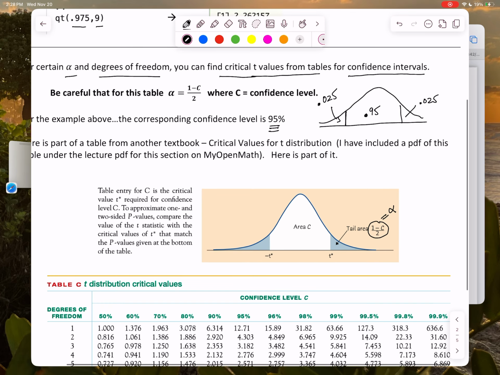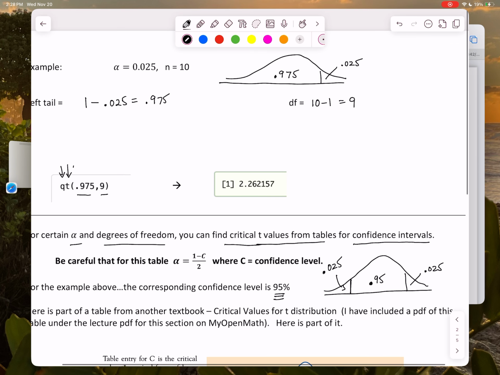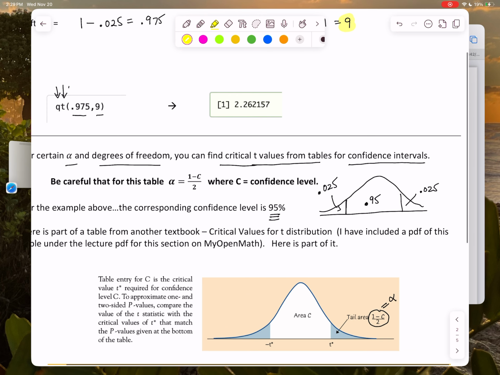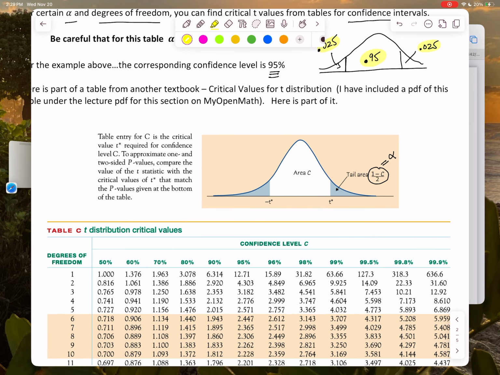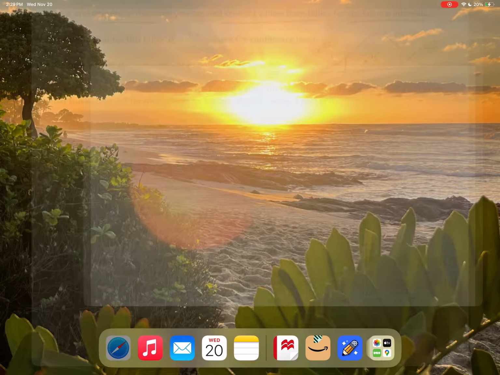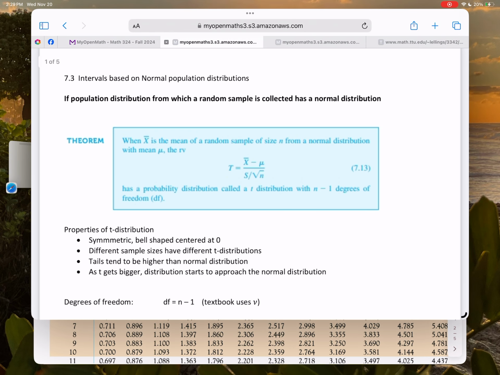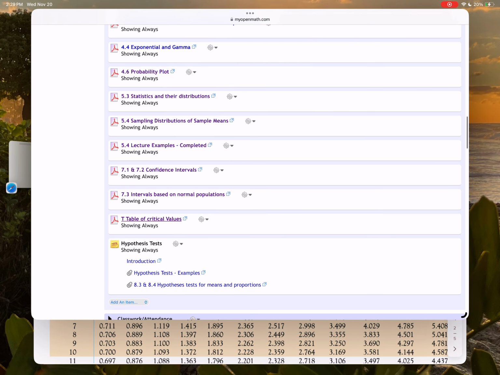So the one we just did, we had a degree of freedom of 9. And with this tail being 0.25, and this tail being 0.25, that's going to leave me with a 95% confidence interval. So to read these tables, and that was the table I showed at the beginning, you can find this table right here, T table of critical values.